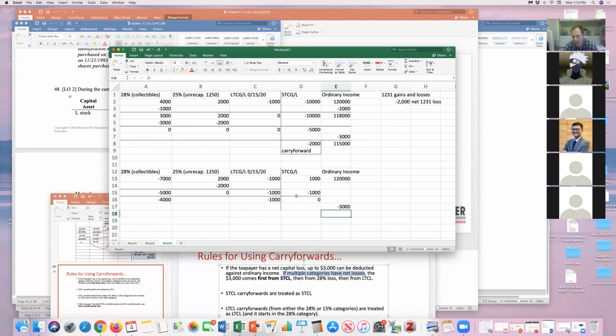If I have them, I have to use the short-term first over here. Then this one is going to be coming out of here, so this is now going to be 1,000. I'm going to use this higher rate one first before I get to use this one. So I'm going to end the year with, that's kind of confusing, right?